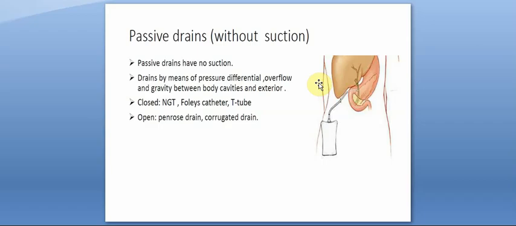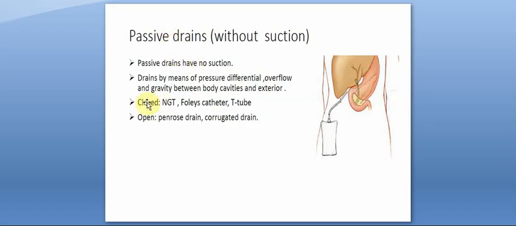So we have passive drains. Passive drains commonly don't have suction. For example, your NG tube, Foley's catheter, and T tube. These are all examples of passive drains. Some other examples are the Penrose drain and the corrugated or rubber drain. So remember, passive drains are without suction.